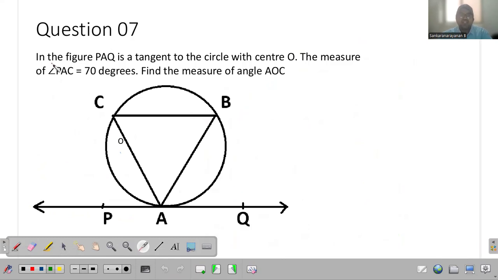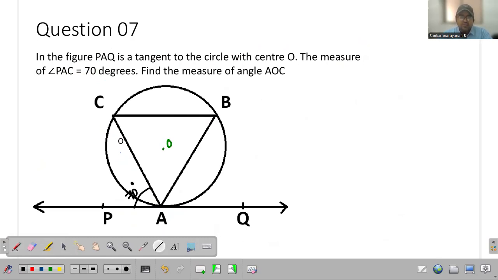Here in the question, we can see that in the figure PAQ is given to be a tangent to the circle with center O. Please make a note of this. The measure of angle PAC, so P to A to C, is given to be equal to 70 degrees. You are asked to find the measure of angle AOC.